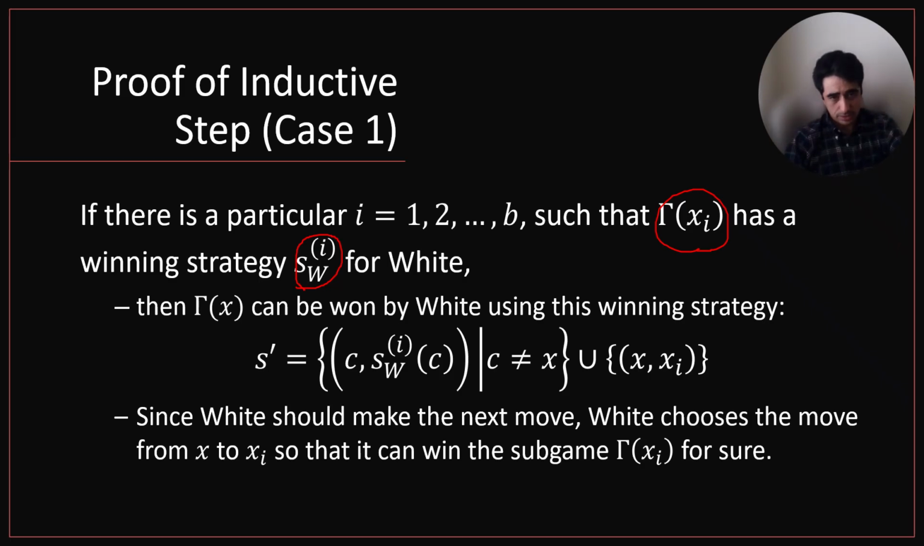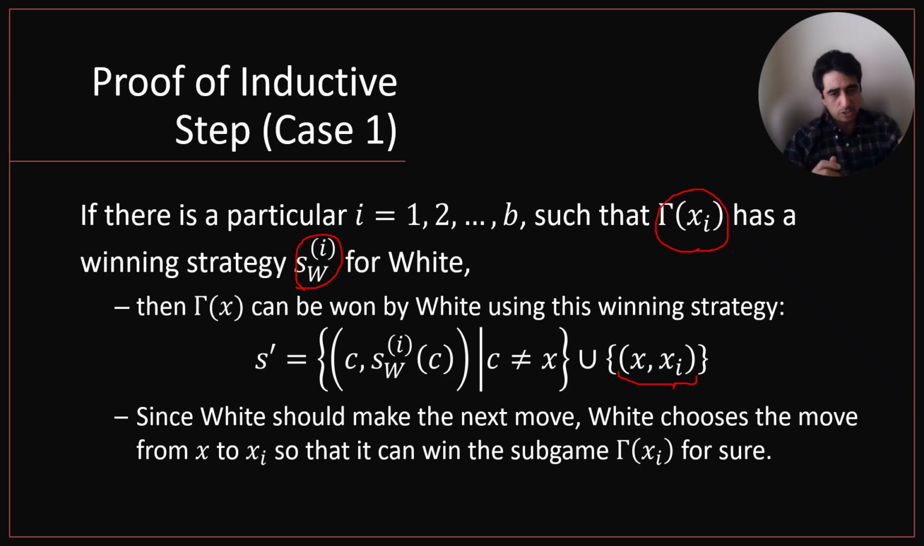If that's the case number one, then I can simply say that the gamma of x can also be won by white using the following winning strategy. What's the winning strategy? If you're on the position x, all you need to do is to move to the position xi. How do you do this? You need to add this move to your strategy.